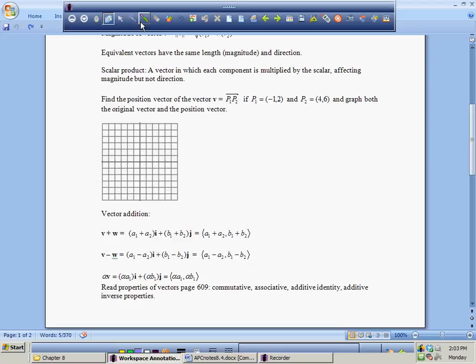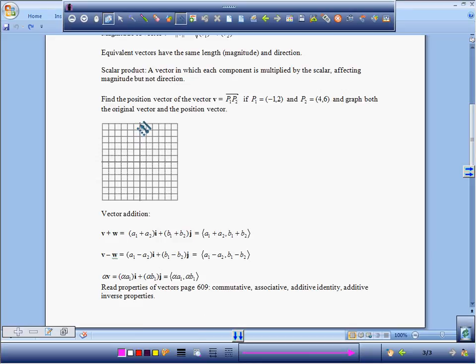So to graph the original vector, I am going to try to draw a better XY axis on here because it's kind of hard to see. Is that a better XY axis? Not so much. Let's move this guy. I can nudge him. Is that better? Not really.